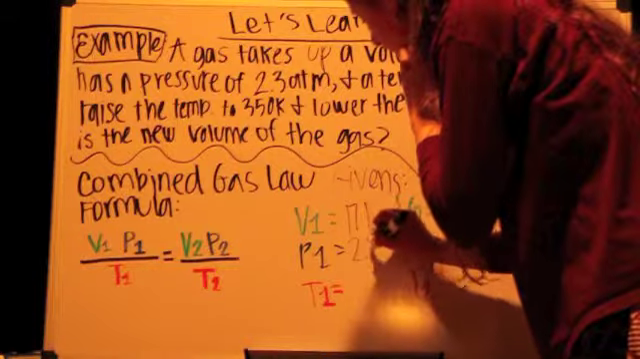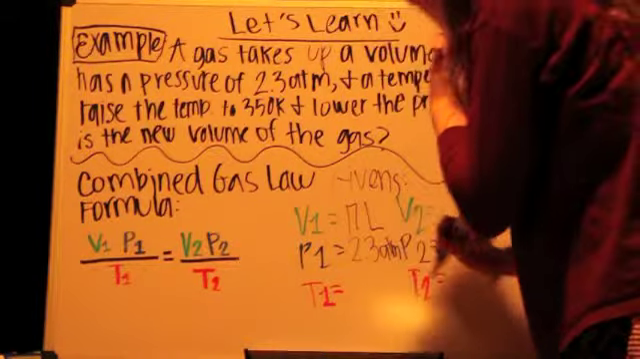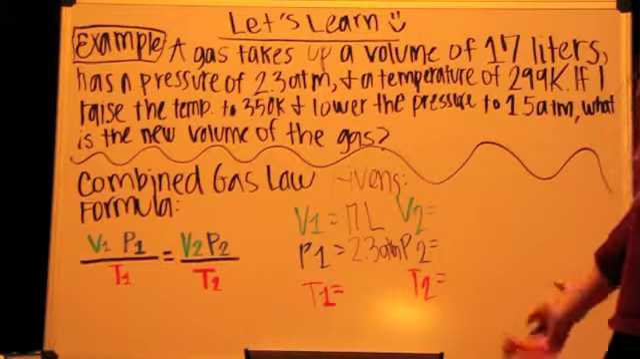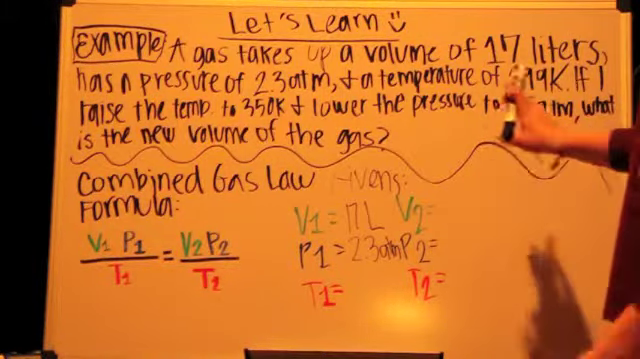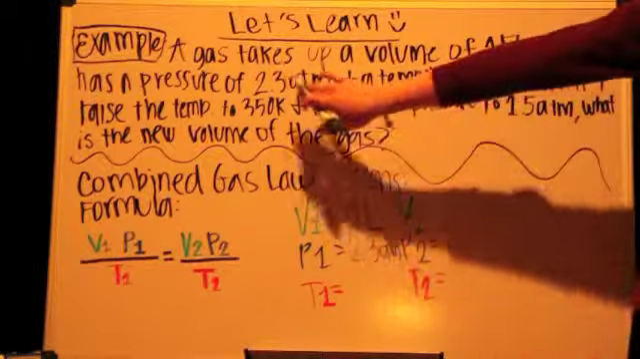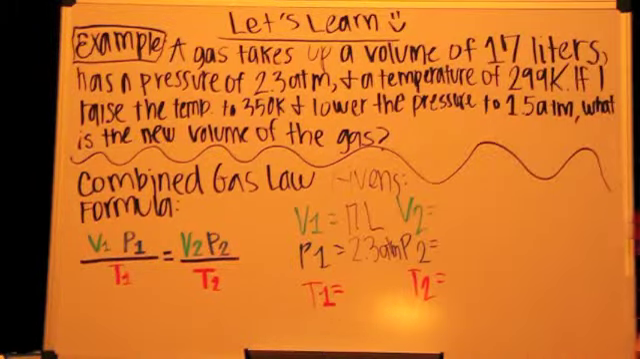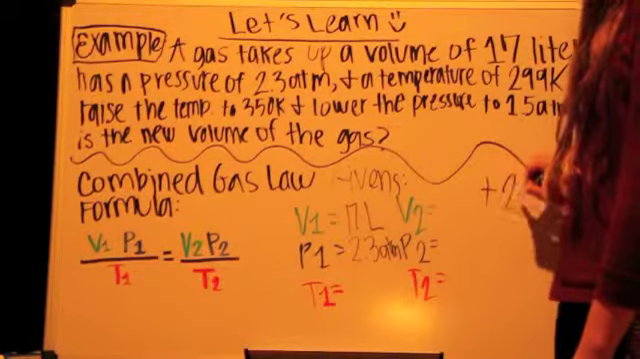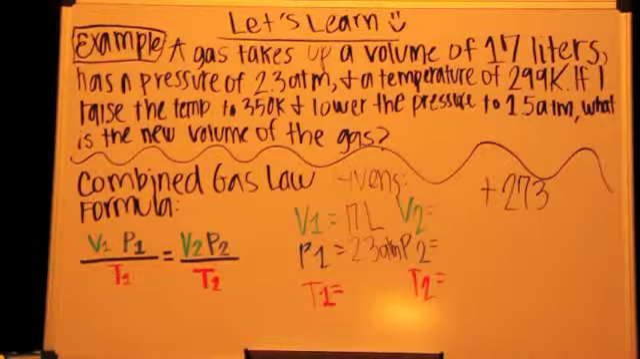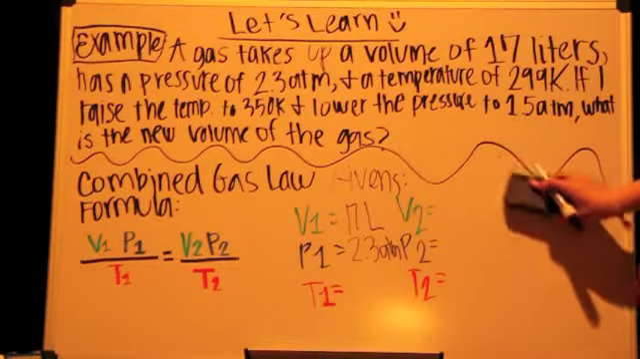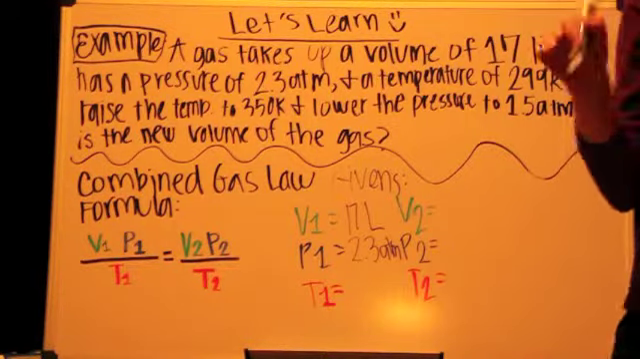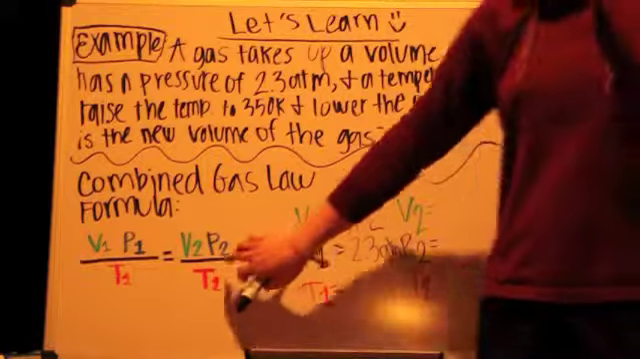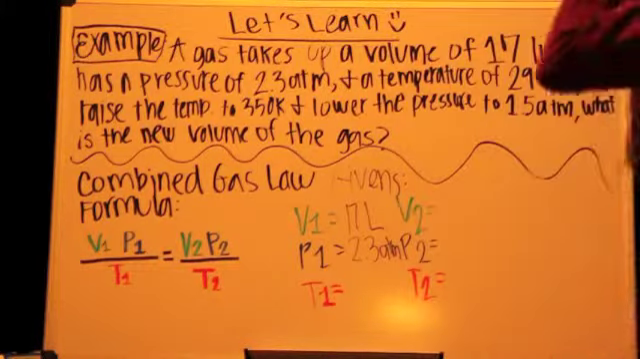Next value that's given to us is pressure. And atm is a pressure value. And also, it doesn't really apply to this problem because the temperature is already in Kelvin. But if it's not in Kelvin, you always have to convert it to Kelvin. And you do that by adding 273 every time to Celsius. And you do this because you don't want to have zero values in the denominator because, as you can see here, temperature is on the bottom.